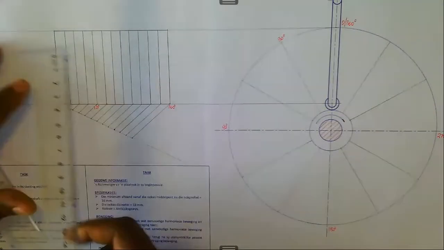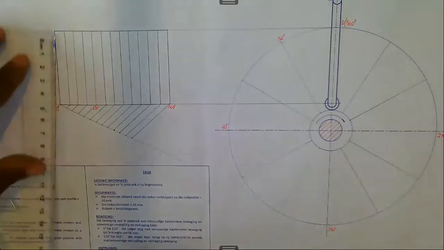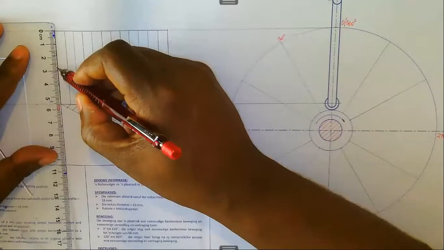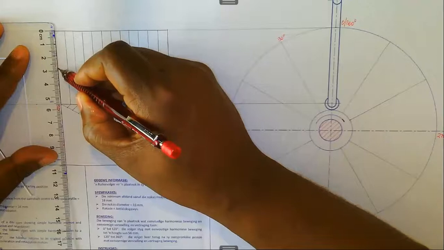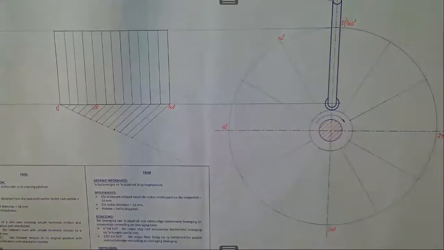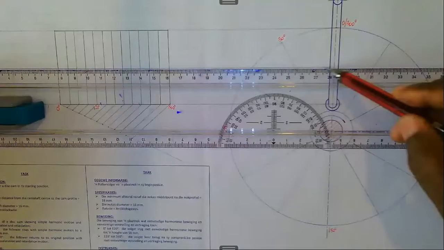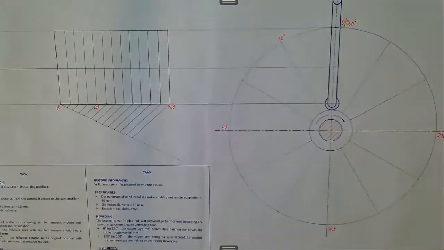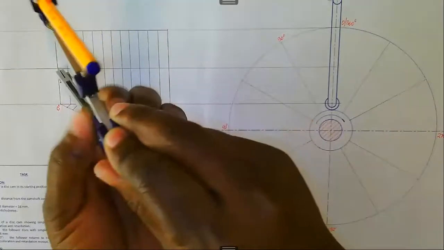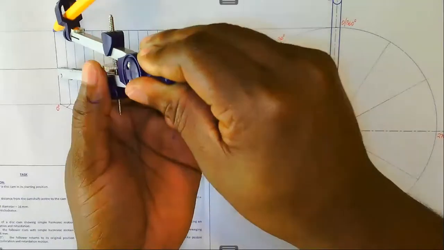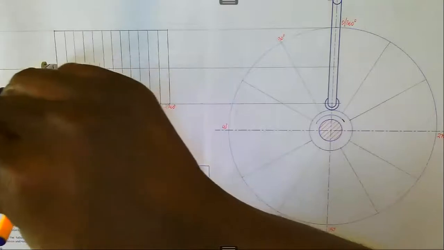But let's measure halfway through, which is 28. We shall need this, so we project it all the way, then draw a semicircle. This point is our center. There you go.